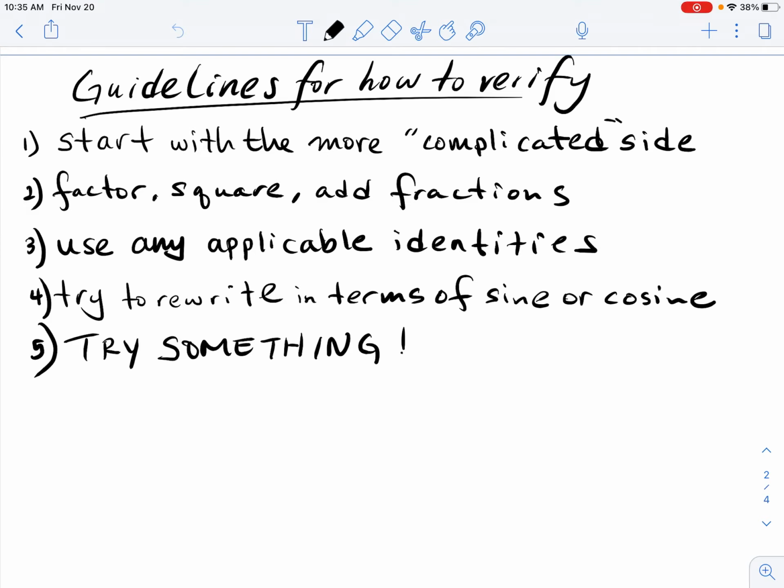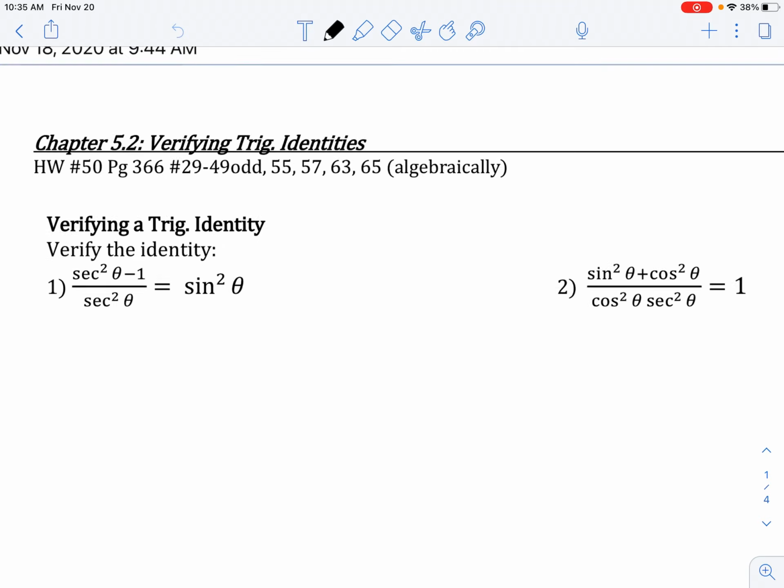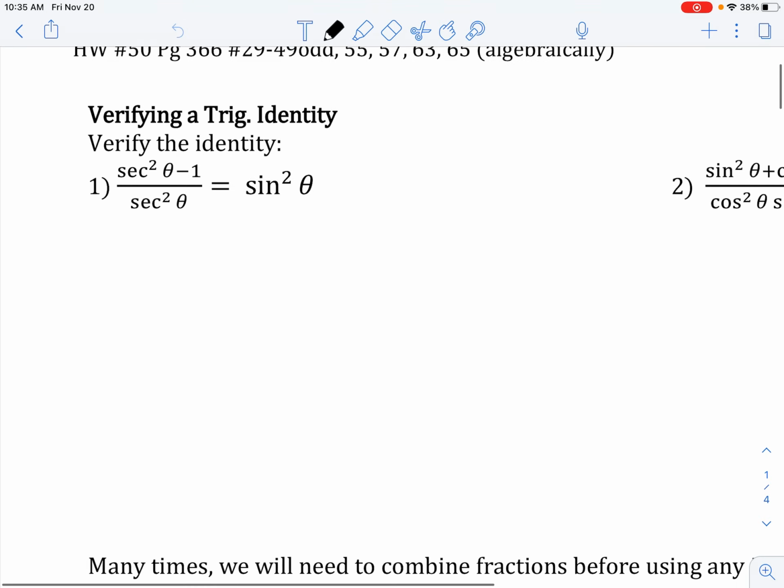So there isn't really too much in terms of instruction. It really just comes down to practice and having a firm understanding of the trigonometric identities that we already know. So I hope to go through a number of these with you today. So let's get started. Let's start with this first one here. We're going to verify that this is indeed true.